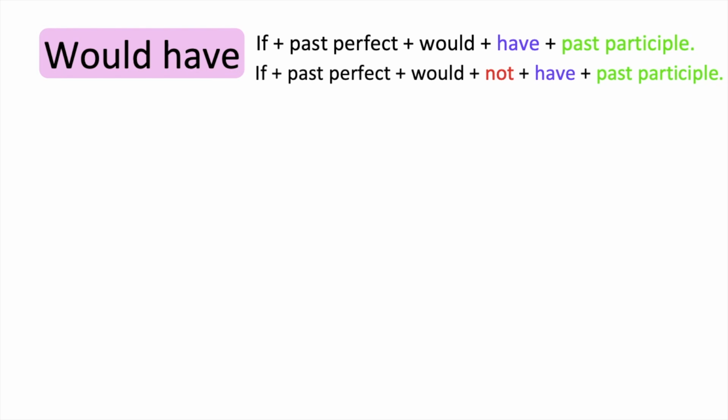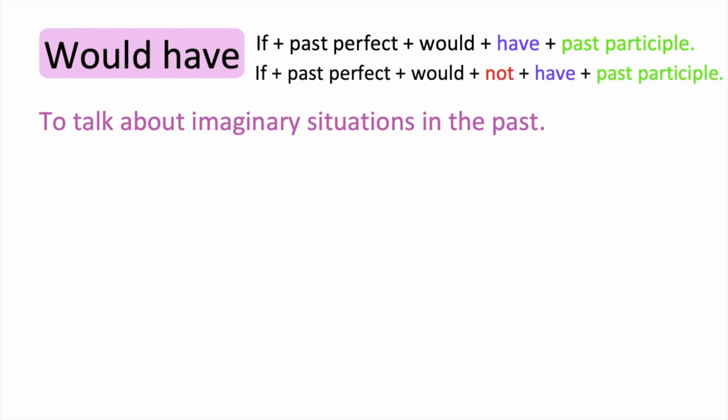For example, we can use would have to talk about imaginary situations in the past. This may sound similar to could have, however, the difference is could have is used to describe a situation that could have actually been possible. However, would have is used to describe a situation that is now impossible, but we are imagining the result. Essentially, we are describing something that didn't happen and we're imagining the result of that situation.